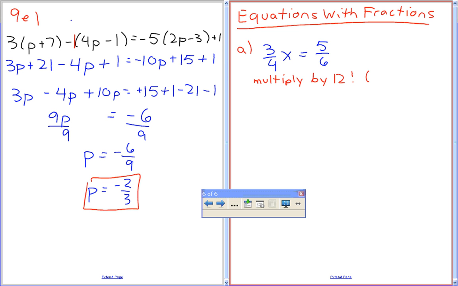Which is the LCD. Okay. Then you're not off the hook yet. 3/4 times 12 is going to be what? Well, just do the numerator. What's 3 times 12 going to be? 36. Yeah, 36 over 4x. Good. Bailey, 5 times 12 is?